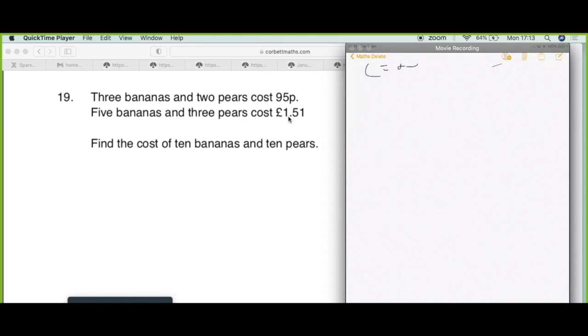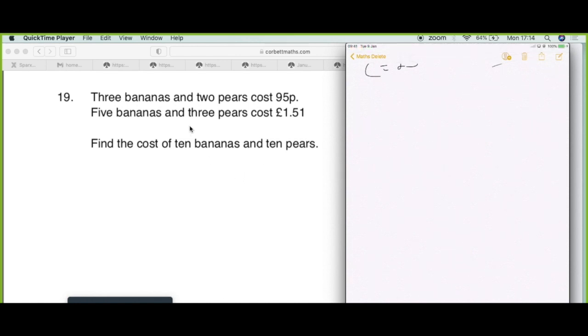Right, okay, let's look at this question. So this is another example of a simultaneous word problem question. We've got 3 bananas and 2 pears, and they cost a total of 95p. And you've got 5 bananas and 3 pears, and in total they cost £1.51, right? And it's asking you to work out the cost of 10 bananas and 10 pears.